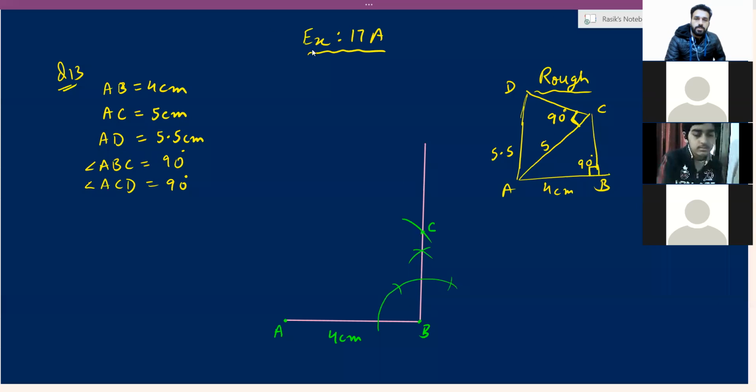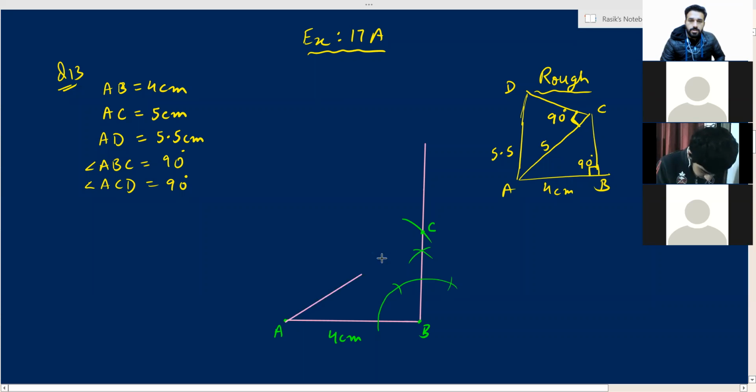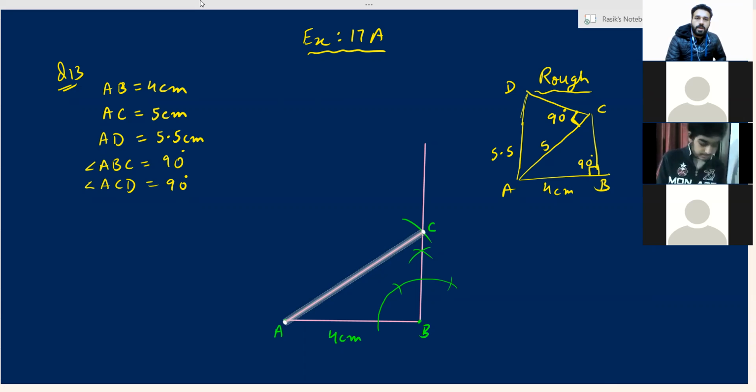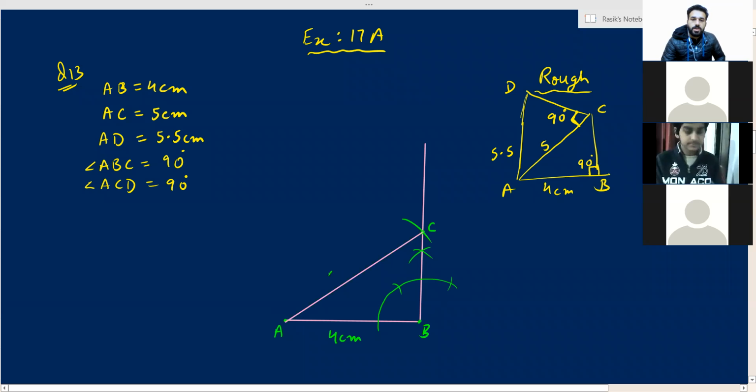We can join AC now. AC is one of the diagonals of the quadrilateral. Join AC. What is the length of AC? If you measure AC, you will find that it is 5 centimeters. Why 5? Because we took 5 centimeters in the compass and cut an arc from vertex A. So that is why the length of AC is 5.